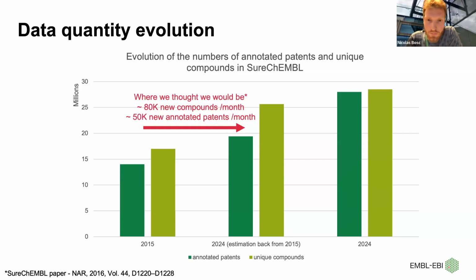We have annotated many more patents than we expected 10 years ago, 28 million, and with also more unique compounds extracted from these patents. So it shows that more patents were submitted and approved by the patent authorities for the US, Europe, Japan, and worldwide. And obviously, we annotated all of them, and it resulted in slightly more compound structures than we expected.